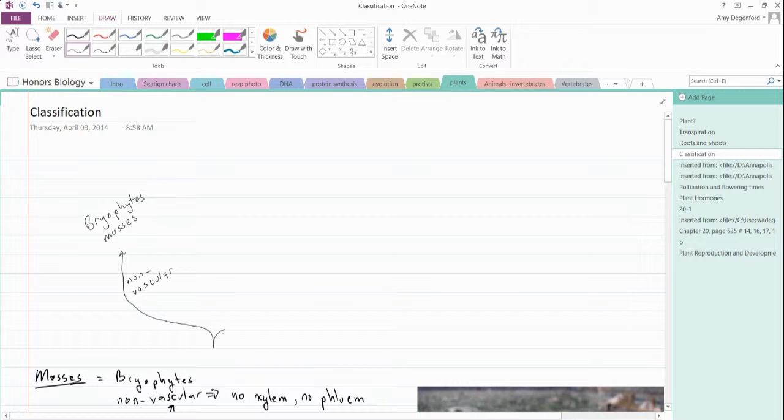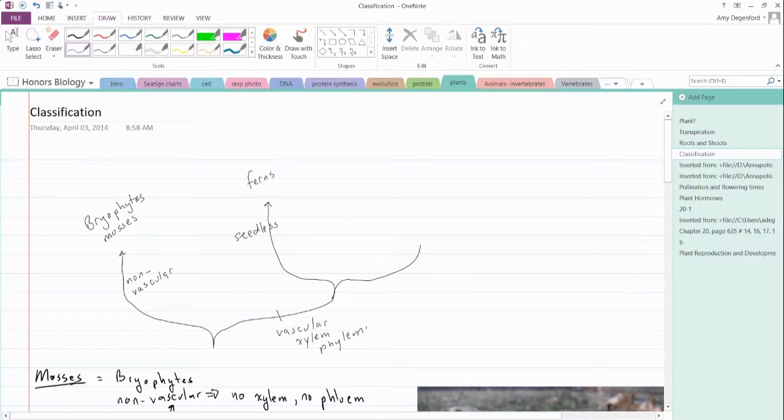Now, on the other side, we start seeing our characteristic, which is our vascular tissue. And the vascular tissue is going to be our xylem and phloem. The plants that would first show this are the ferns. The ferns are vascular plants, but they are seedless. They do not produce seeds. They are going to reproduce by spores.